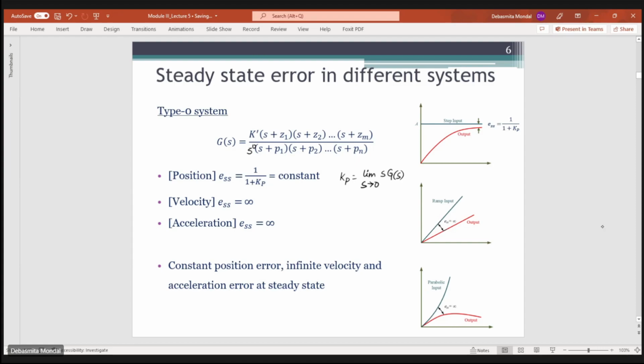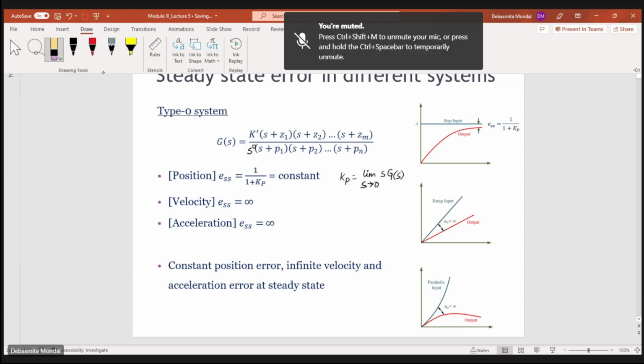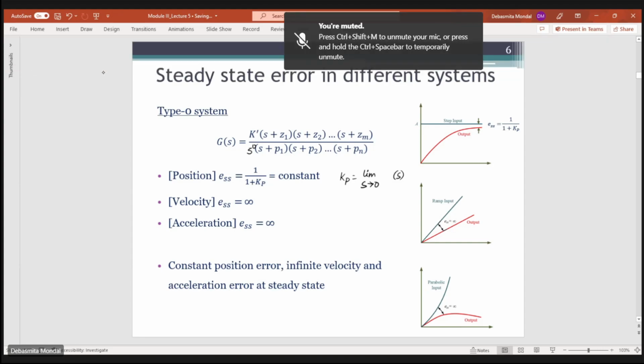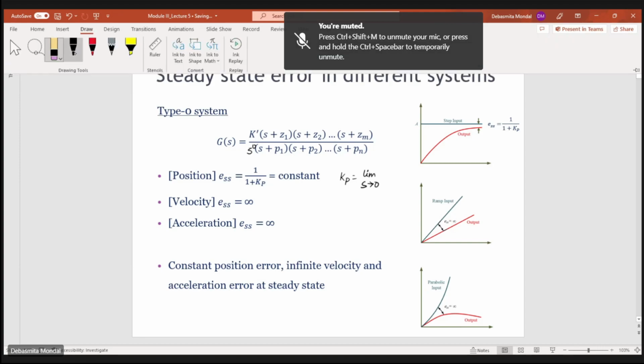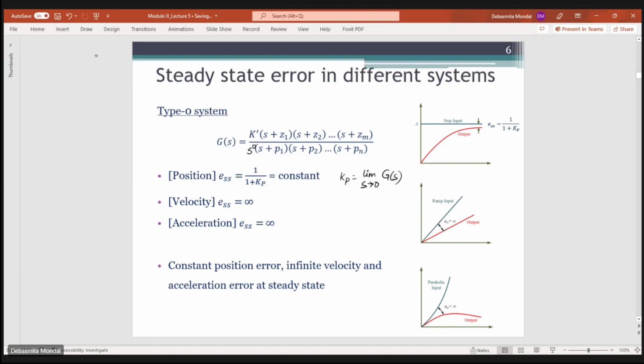No, limit s tends to 0 only G(s). Sorry, this is Kp. So here you see that you can just write the expression for the steady state error, which will be equal to 1 by 1 plus Kp, which is a constant because the value of G(0) is a constant value. So G(0) will be equal to K' multiplied by z1 z2 till zm, divided by p1 p2 till pn. So this value of Kp is a constant. That means the steady state error will be some constant value.